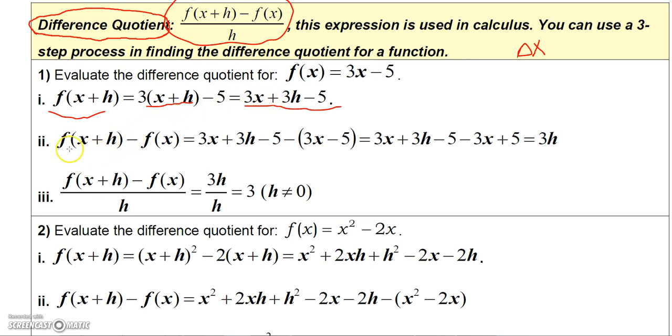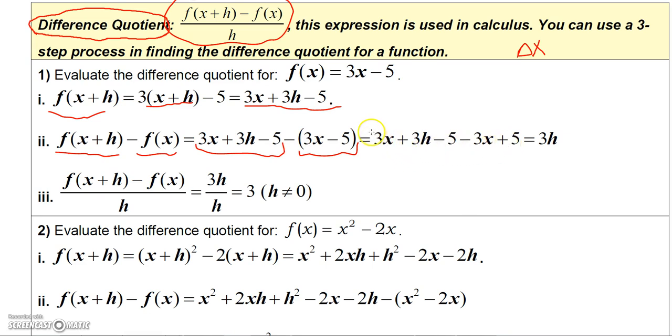Now I want to calculate the numerator, which is f of x plus h minus f of x. Now I've already calculated this first term, f of x plus h, and I know it is simply this from the first step. So I have 3x plus 3h minus 5, and I have to subtract from that the function that I was given, f of x. Now when I subtract, I have to distribute the minus through both terms. So I'm actually going to have minus 3x here, and then I'm going to have plus 5.